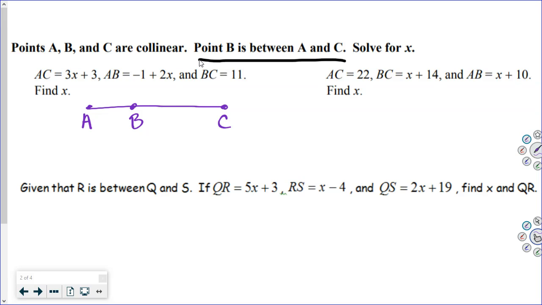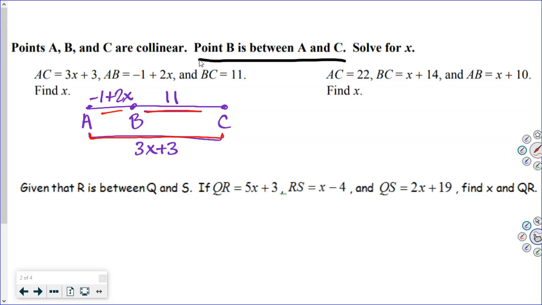And then what I would recommend is I would go ahead and label what I know. So I know that AC is 3x plus 3. I know that AB is -1 plus 2x. And I know that BC is 11. And so if you think about this in terms of just common sense, you've got two small pieces, AB and BC. Those two pieces together are going to add up to be that distance from A to C.